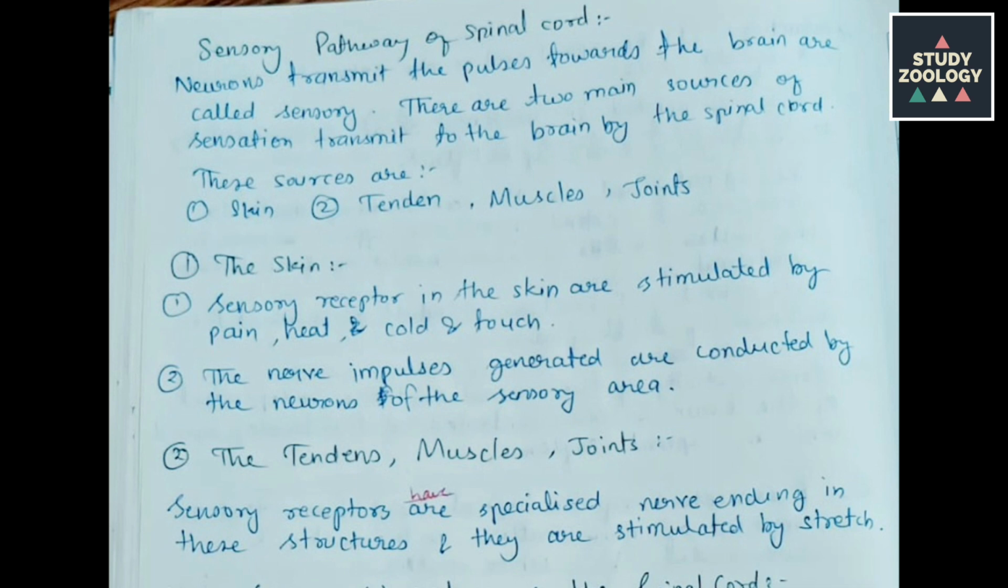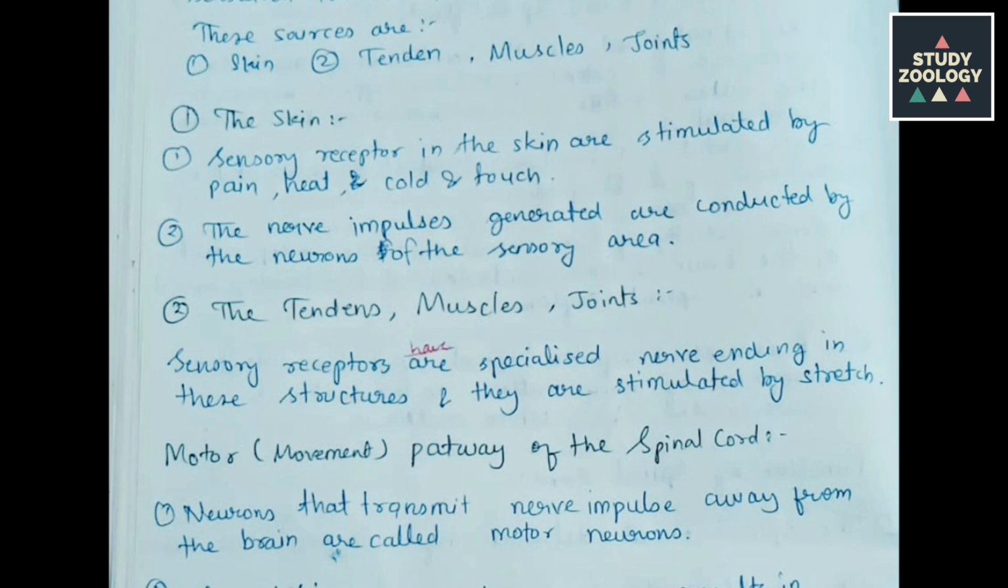Sensory pathway of the spinal cord. Neurons that transmit impulses towards the brain are called sensory neurons. There are two main sources of sensation transmitted to the brain by the spinal cord. These sources are, first, the skin, and second, tendons, muscles and joints.